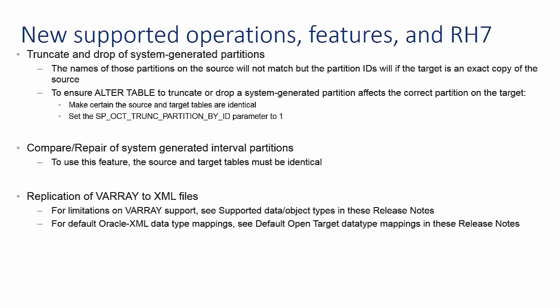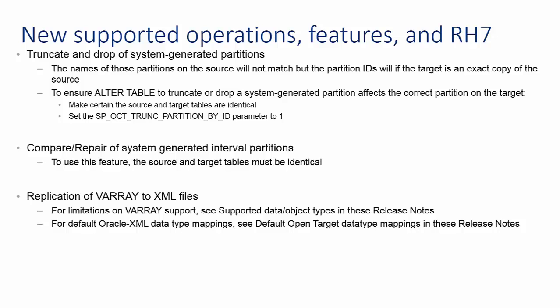SharePlex 8.6.4 adds support of truncate and drop of system-generated partitions. Because the database generates the names of system-generated partitions, the names of those partitions on the source will not match the names of their corresponding partitions on the target. However, the partition IDs will match if the target is an exact copy of the source. To ensure that the replication of an alter table, truncate, or drop of a system-generated partition affects the correct partition on the target, make certain the source and target tables are identical.